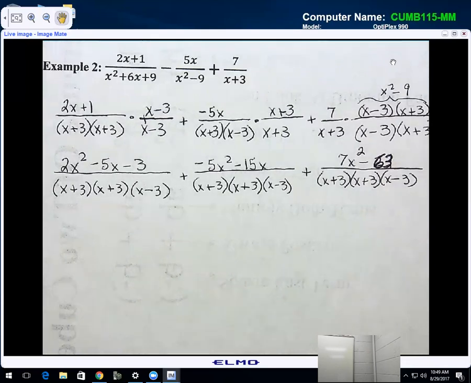So why did that need the x plus 3 as well? Because the LCD had 2 x plus 3s, and this only had 1. So I had to give it the other. And then the x minus 3. It's whatever this lacks in making it become this. Okay.